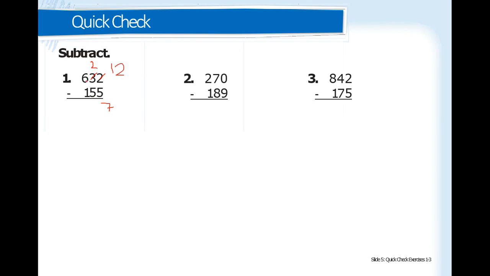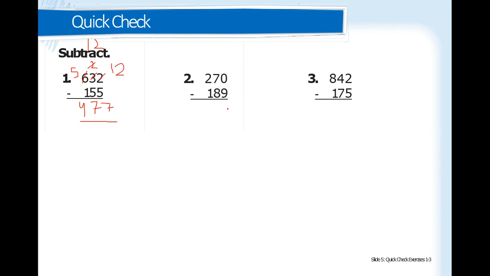We need to regroup by moving to the next door and crossing 6 to become 5 and 2 to become 12. 12 minus 5 equals 7. 5 minus 1 equals 4. The answer is 477.